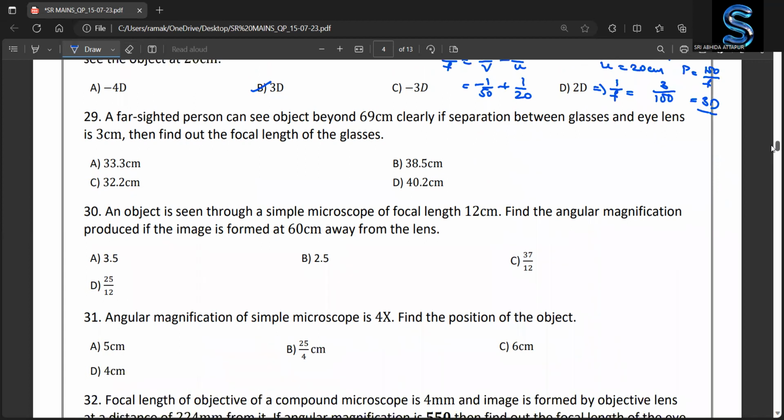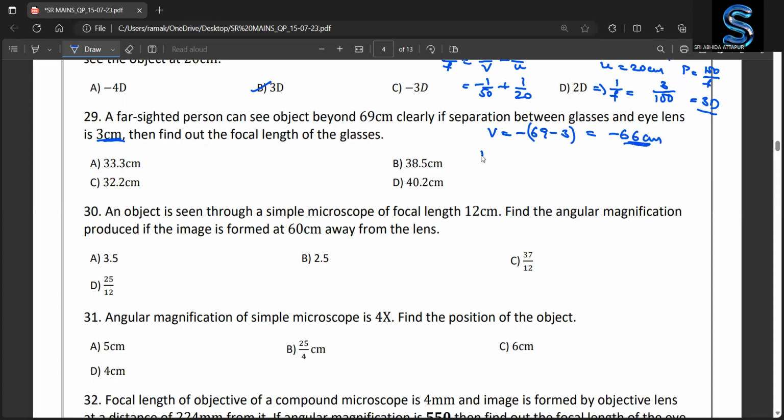After that, next question. A far-sighted person can see objects beyond 69 centimeters clearly if the separation between glasses and eye lens is 3 centimeters. Then find out the focal length of the glasses. So here, if the object cannot be seen beyond 69 centimeters, then the image distance can be represented as minus of 69 centimeters. And here, the eye length is 3 centimeters. So here we can represent it as minus of 69 minus 3, which is equals to minus 66 centimeters.